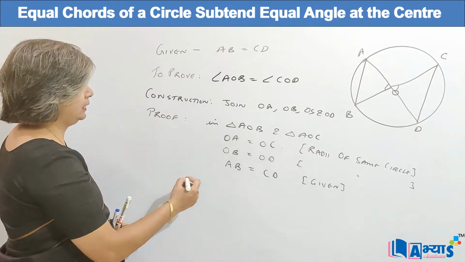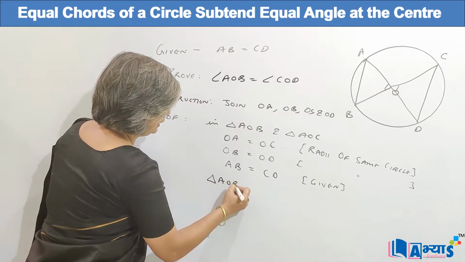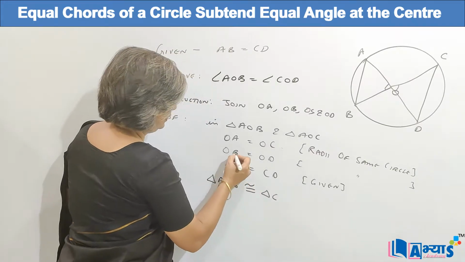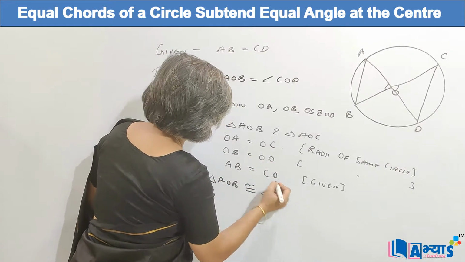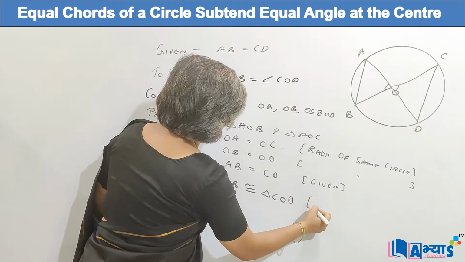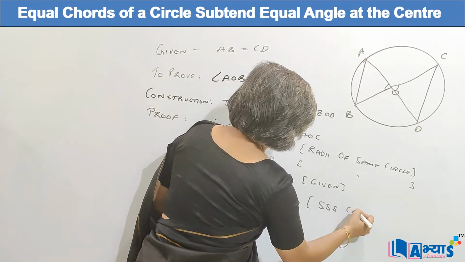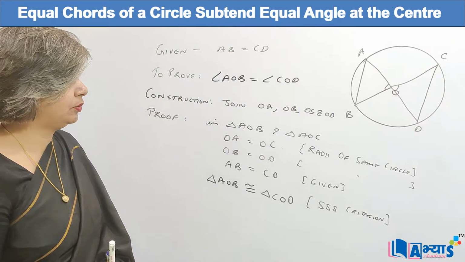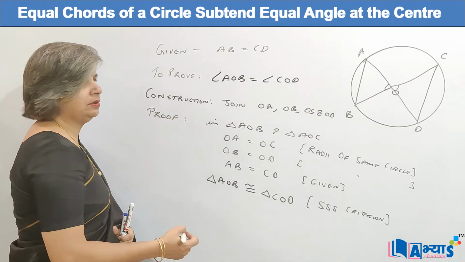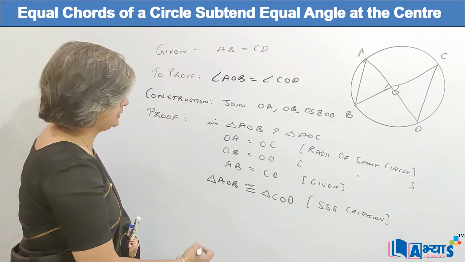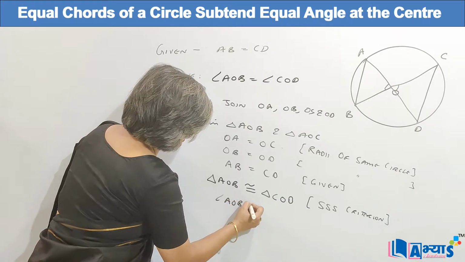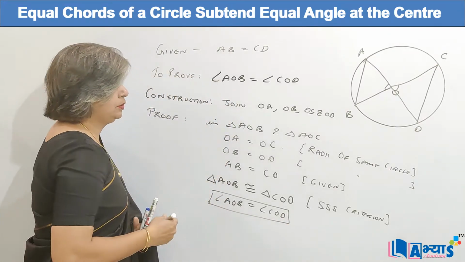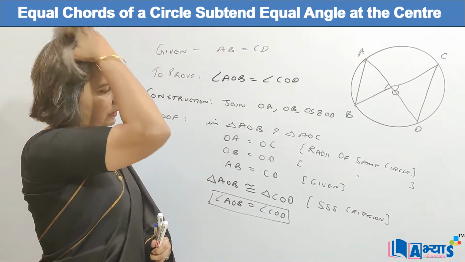So we can say that triangle AOB is congruent to triangle COD. Now A will correspond to C, O will correspond to O and B will correspond to D, using the SSS criteria. Now using this criteria we have proved that the two triangles are congruent, and from CPCT, that means the corresponding parts of congruent triangles, we can say that angle AOB is equal to angle COD. Hence we have proved that if the two chords are equal, they will subtend equal angle at the center.